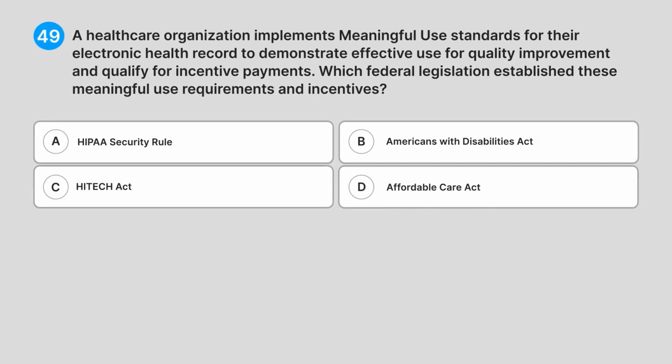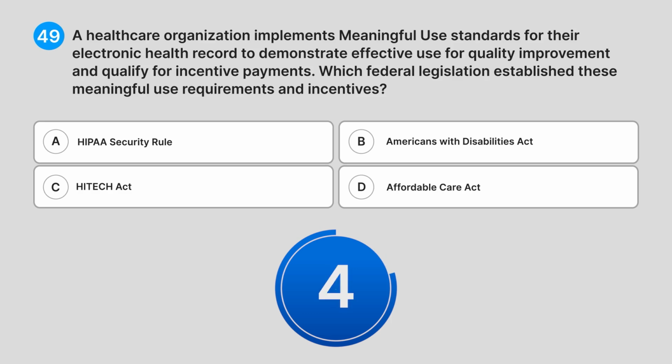49. A healthcare organisation implements meaningful use standards for their electronic health record to demonstrate effective use for quality improvement and qualify for incentive payments. Which federal legislation established these meaningful use requirements and incentives? A. Hyper-Security Rule. B. Americans with Disabilities Act. C. High-Tech Act. D. Affordable Care Act.